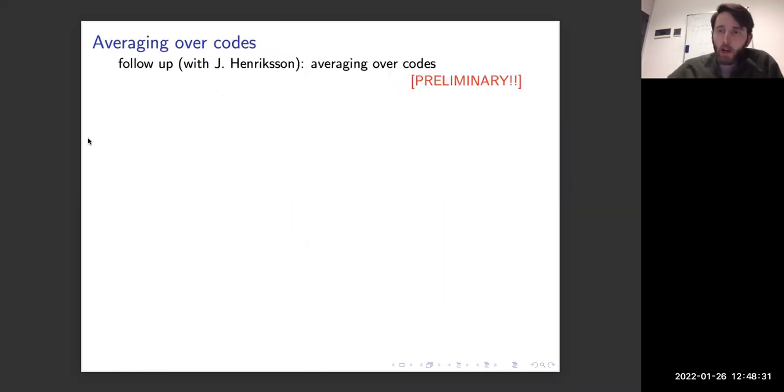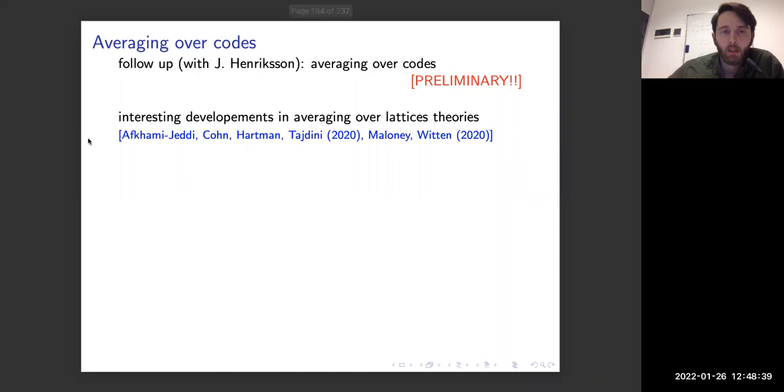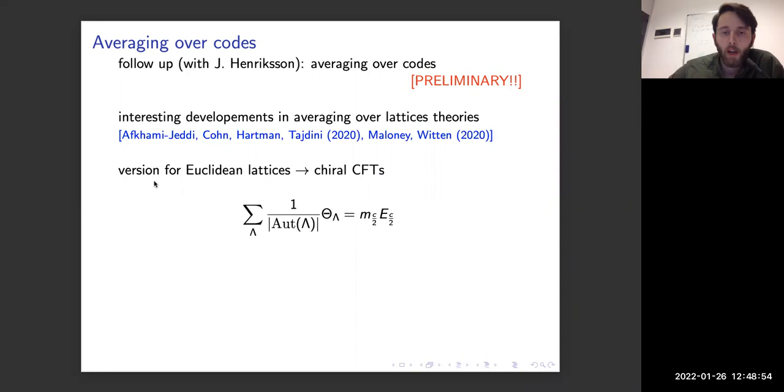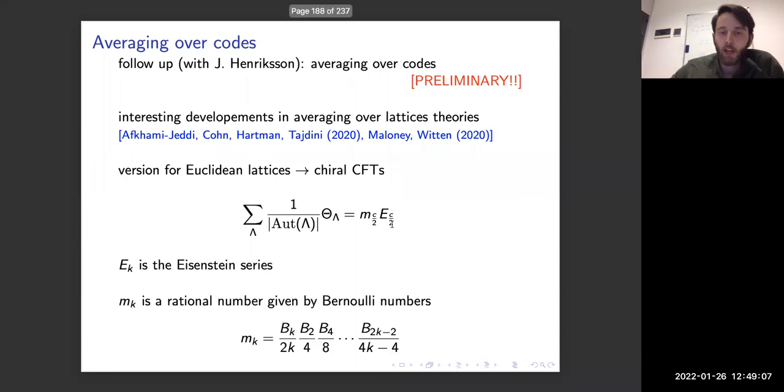Okay, so now I want to talk about the other follow-up that I've been doing with Johan, and that's the story of averaging over codes. So first, I'm sure many of you are aware, there's been some interesting developments in averaging over lattices, especially these 2 papers from 2020. And there's a chiral version of this story where if you sum the lattice theta function weighted by the number of automorphisms, then you get the Eisenstein series times some rational number.